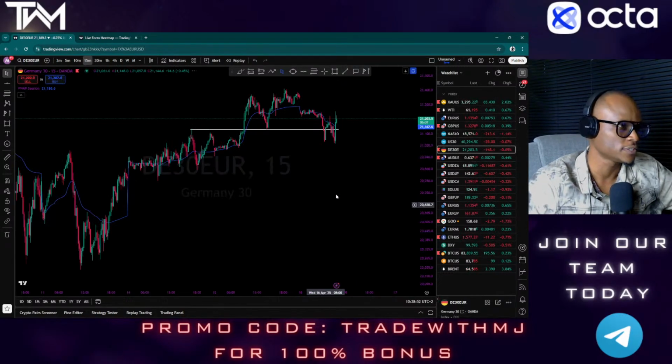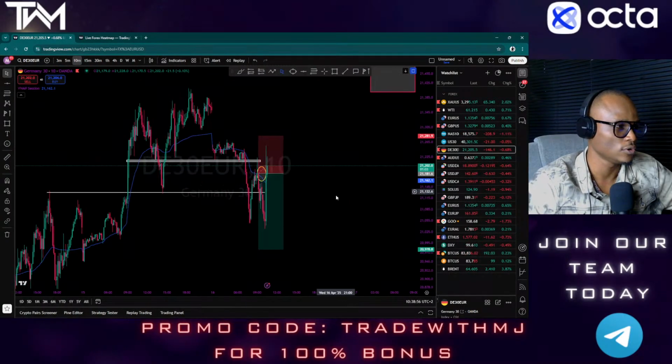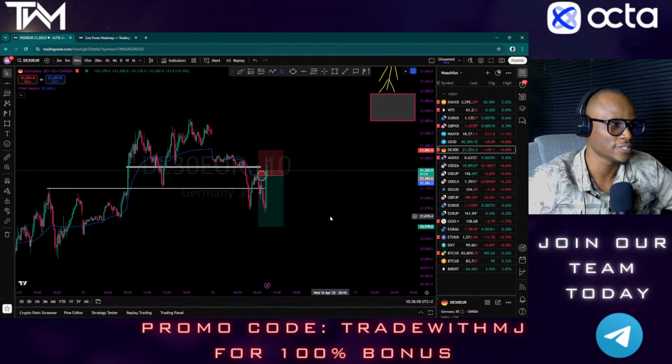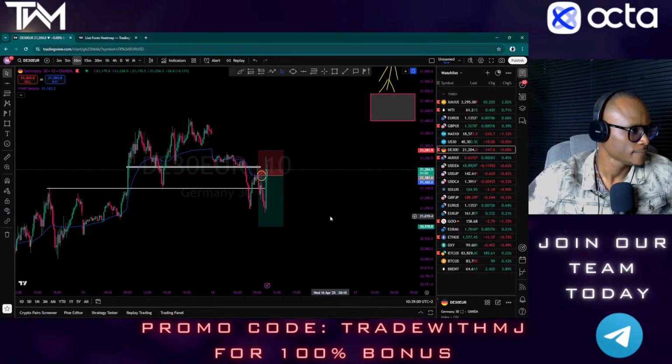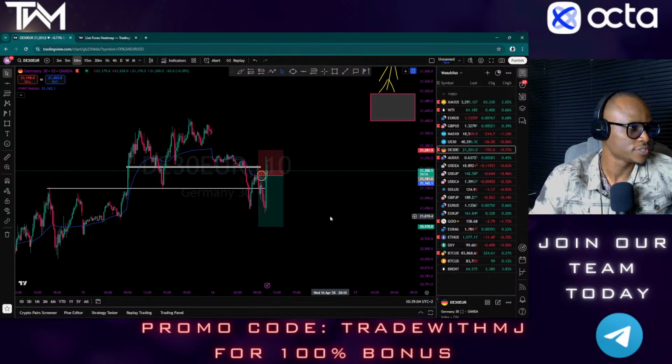Look at how beautiful this trade was. Man, it went in your direction nicely. And all of a sudden, boom. No news, nothing. Purely fundamental and manipulation going on.